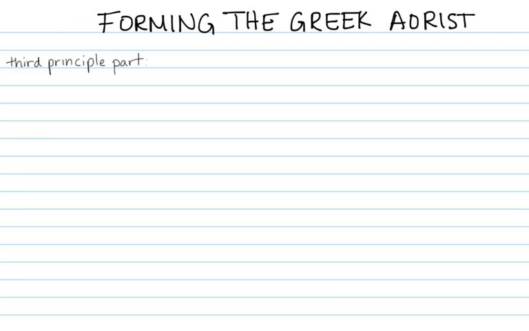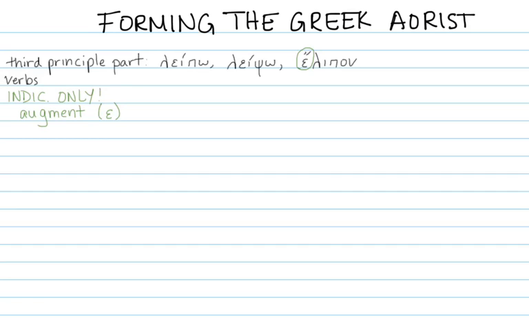The first thing you need to know is that you go to the third principal part of the verb in the dictionary entry. So for our sample verb, we'll be using leipo, leipso, elipon. Go to our third principal part. The first thing you notice is there's this weird epsilon in the beginning. This is called the augment, epsilon. It's only present in the indicative mood.